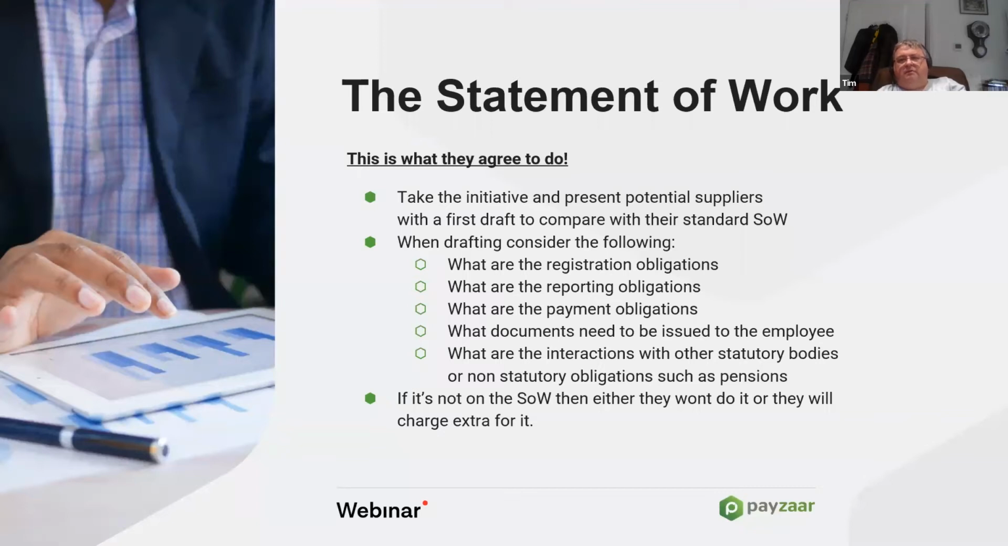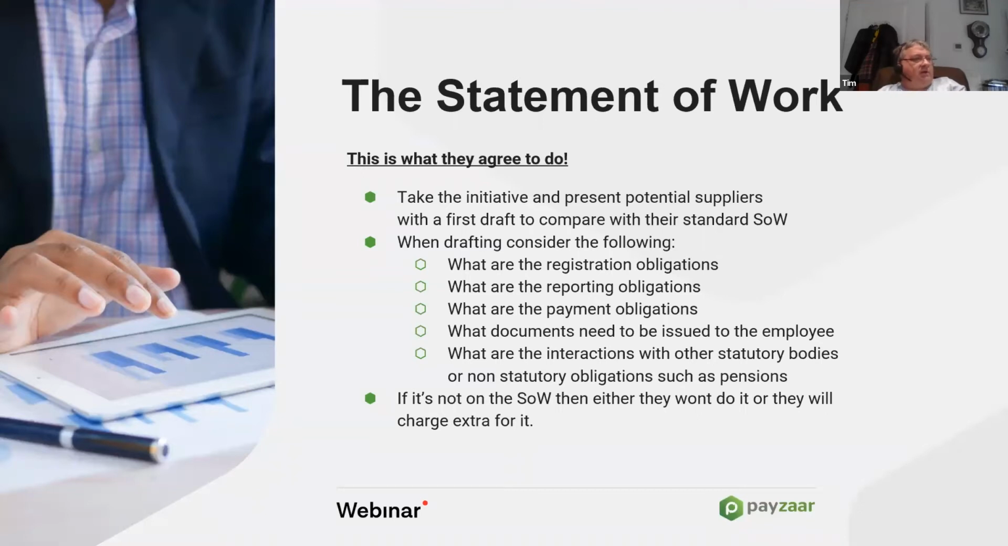But the simple mantra to remember: if it's not on the statement of work, then they either won't do it at all, or they will charge extra for it. Now, it's not necessarily a deal breaker that they're going to charge extra for a particular activity. We simply need to know what that charge is likely to be, how it's going to be measured, so we can set a realistic budget for what the service is going to cost us. I think the deal breaker quite often turns out to be that they simply won't do the particular service at all. And it's best to find that out before you shake hands on a contract than afterwards.